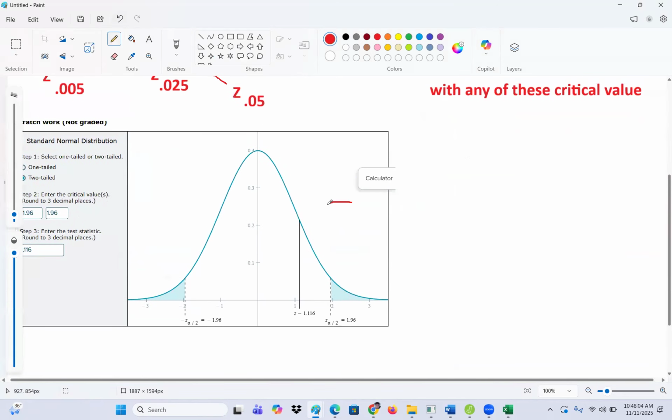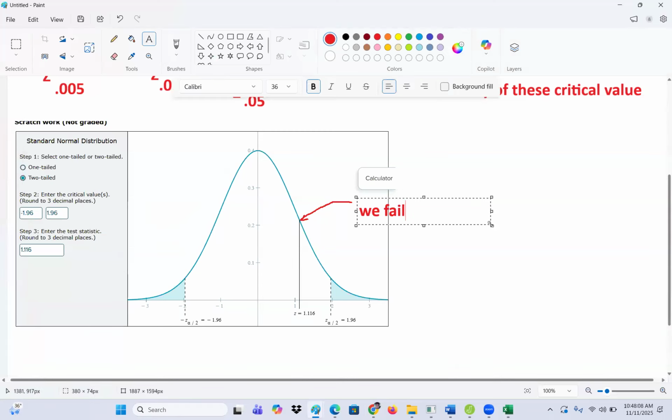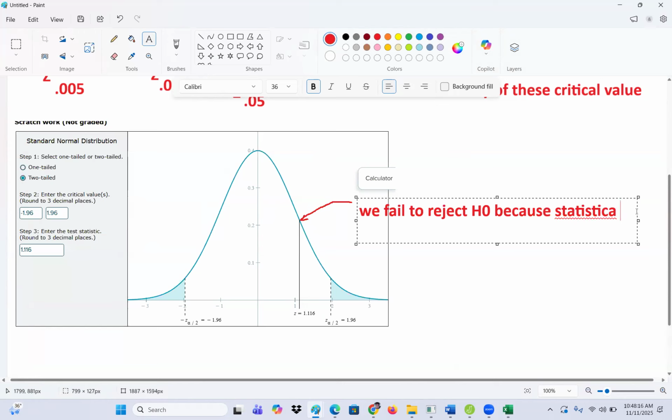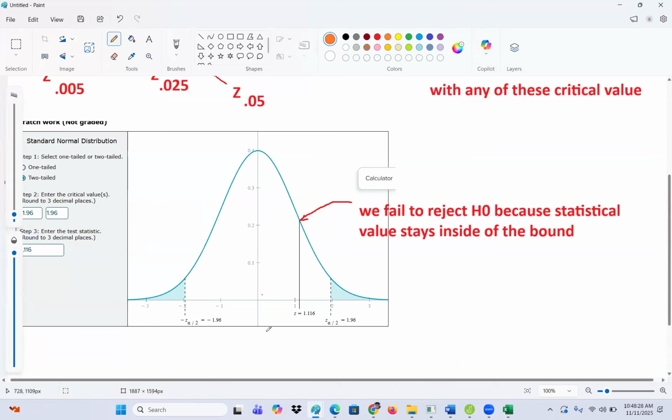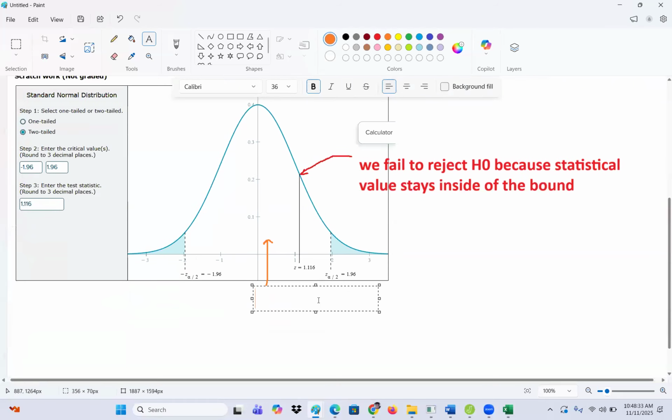So we failed to reject because the statistical value stays inside the bounds, right? Any point that goes inside of the H0, we have no information, we have no clue at all, we cannot say anything.